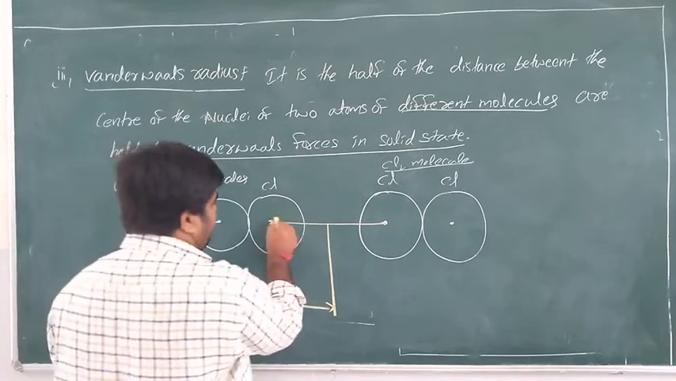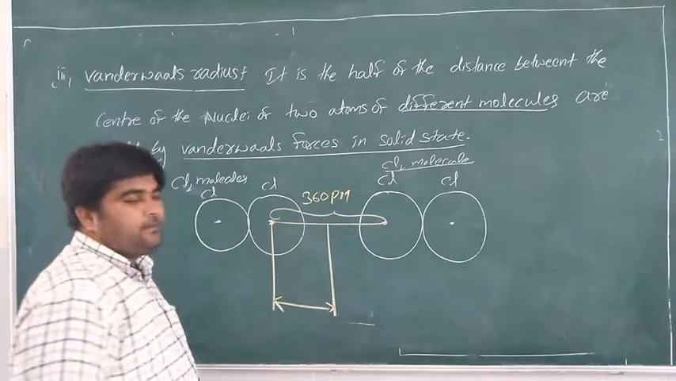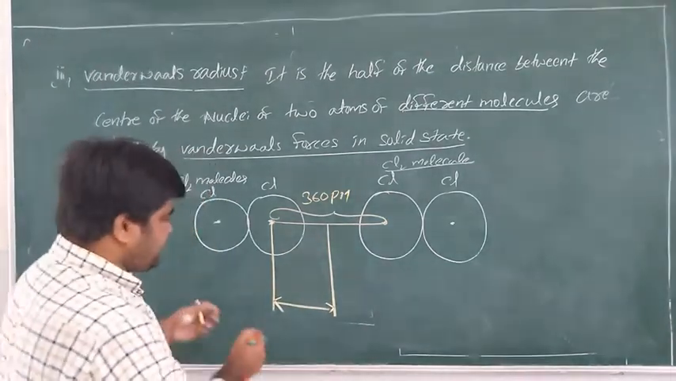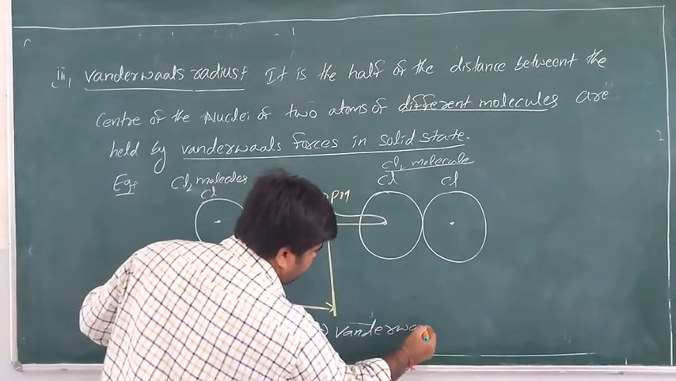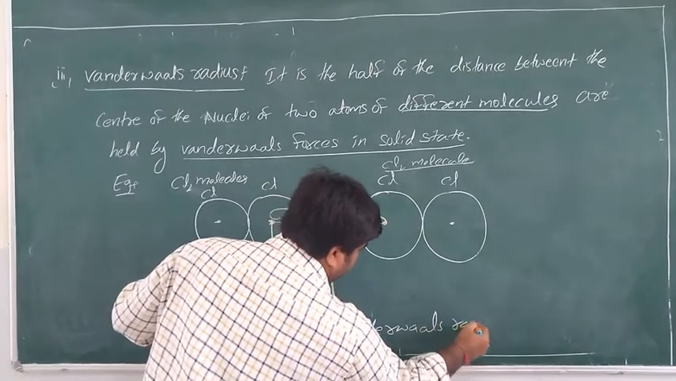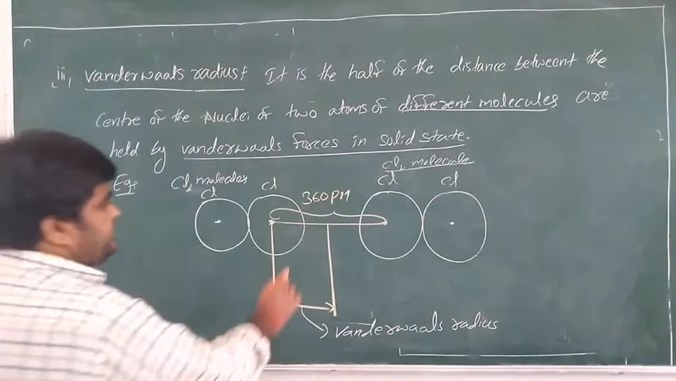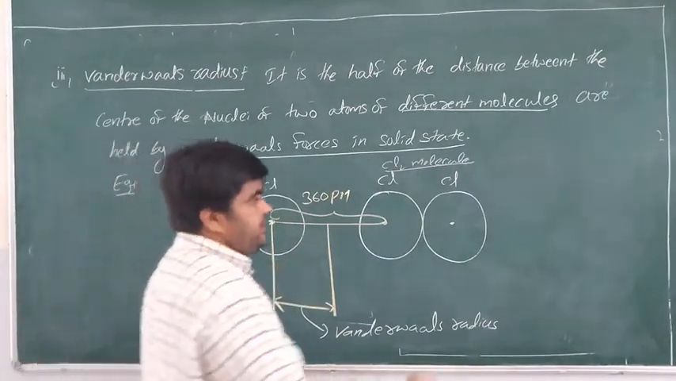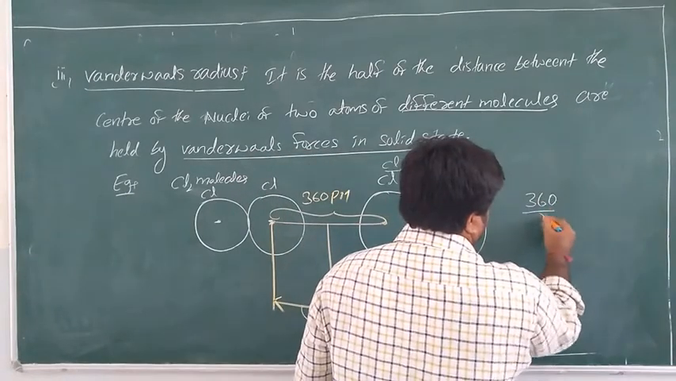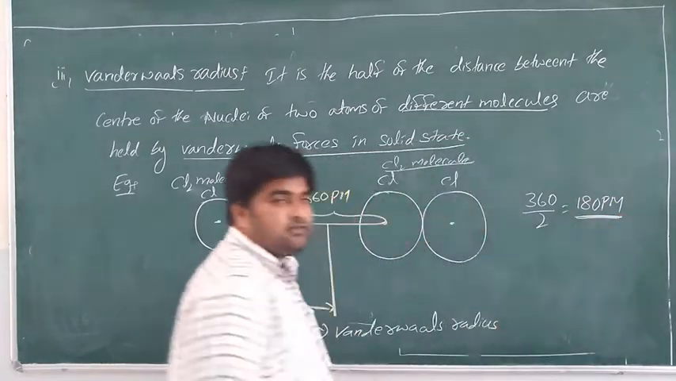Generally, this complete distance is 360 picometer. Let us come to the half of the distance. This is called the van der Waals radius. It is half of the distance. So this 360 picometer, half of the distance means how much? 360 by 2, that is 180 picometer. This is the van der Waals radius.